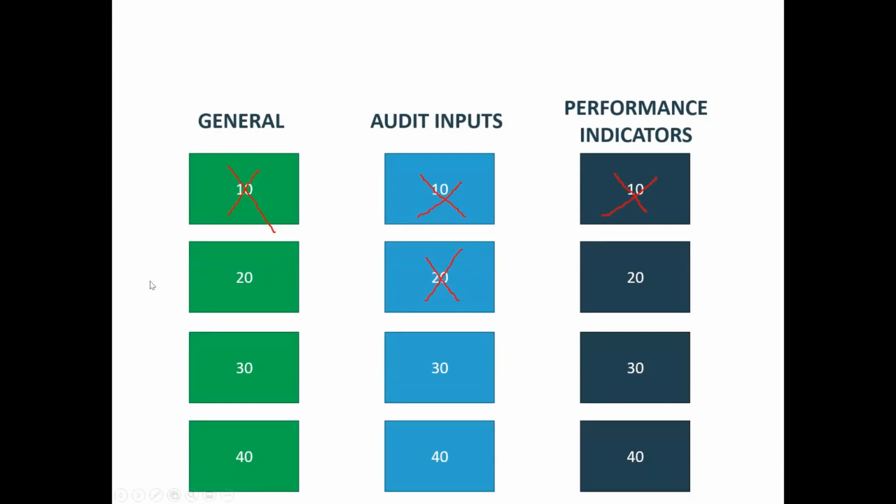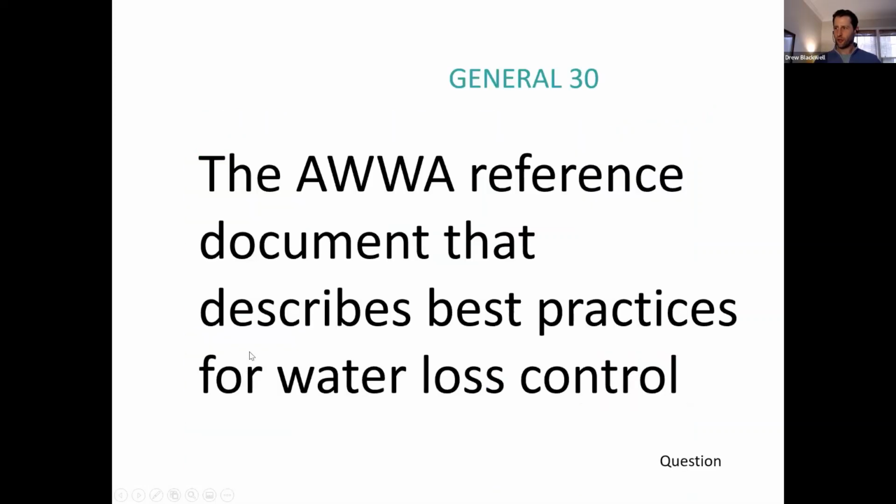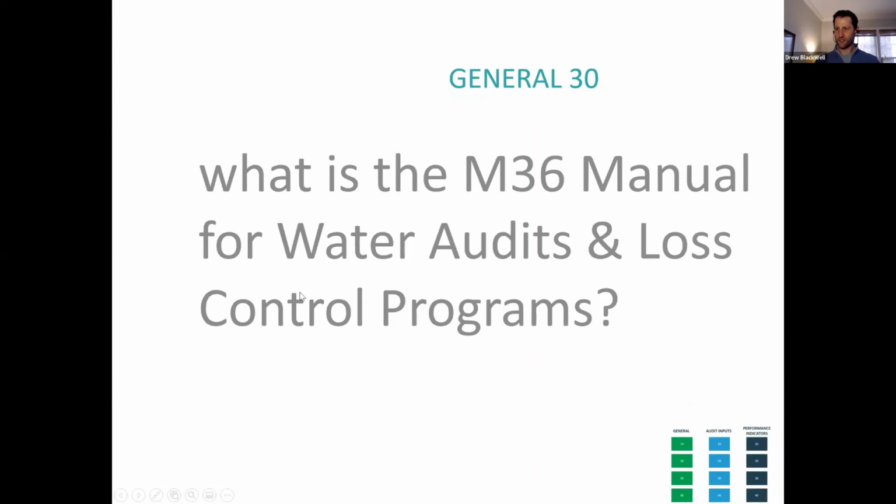Let's do general for 30. All right, general for 30. The AWWA reference document that describes best practices for water loss control. M36. All right, there it is. Okay, Ross, nice job. The M36 manual for water audits and loss control programs.